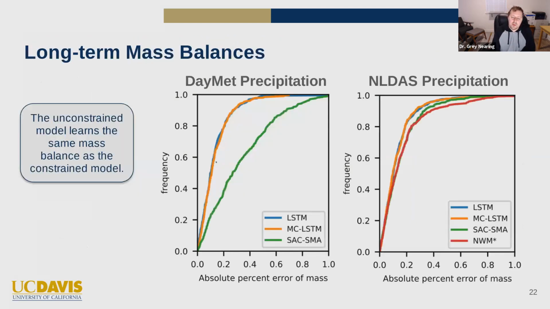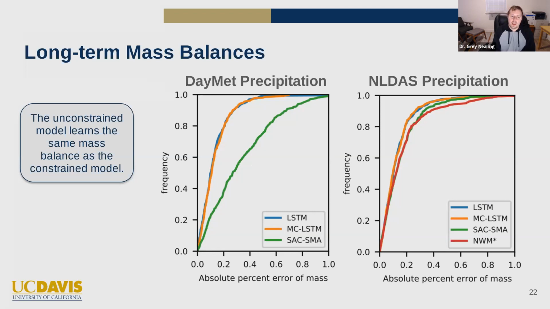And in fact, what we see when we train are cumulative density functions of long-term mass balance errors in the model. Here, 0 is better, so we want the curves to be as far to the left as possible. And what we see is that the LSTM is able to learn almost the same long-term mass balance as the mass-conserving LSTM. That's the real story here.